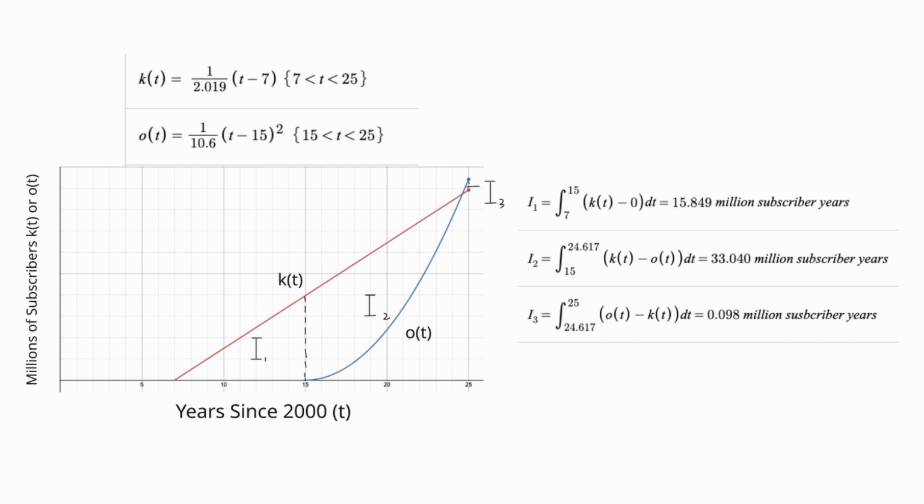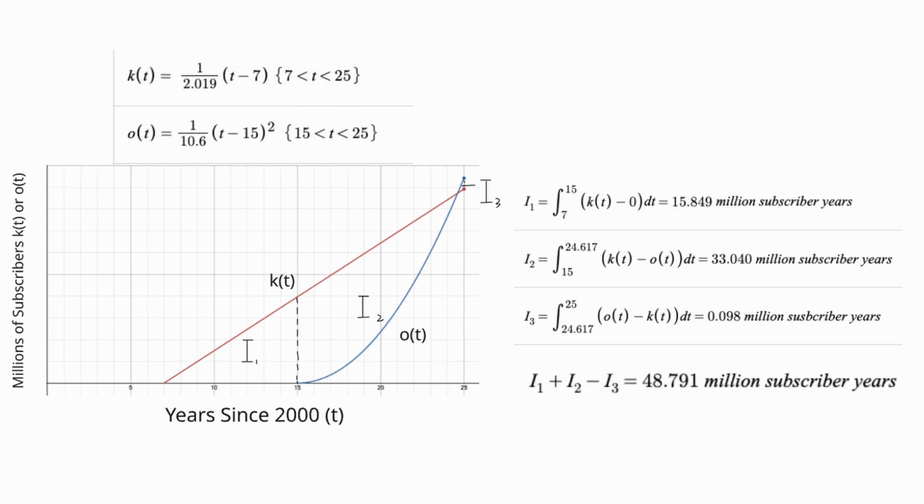So in interval 1, this channel, Khan Academy, had 15.849 million more subscriber years than the Organic Chemistry Tutor because they had 0 subscriber years during that time. In interval 2, this channel had over 33 million more subscriber years. And in interval 3, the Organic Chemistry Tutor had just a tiny bit more, much less than a million subscriber years. So we could use this value as a measure of influence, as it considers both the subscribers these channels had and the time that they had that influence.